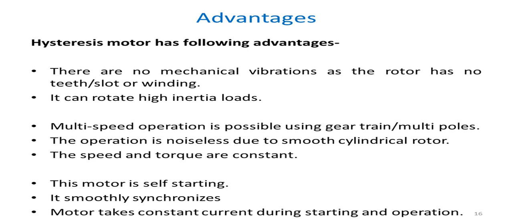Advantages. Hysteresis motor has the following advantages. There are no mechanical vibrations as the rotor has no teeth, slots or winding. It can rotate high inertia loads. Multi-speed operation is possible using gear train or multiple pole windings. The operation is noiseless due to the smooth cylindrical rotor shape. The speed and torque are constant. The motor is self-starting. It smoothly synchronizes. Motor takes constant current during starting and during its operation. It is a very good characteristic as the starting current is constant.